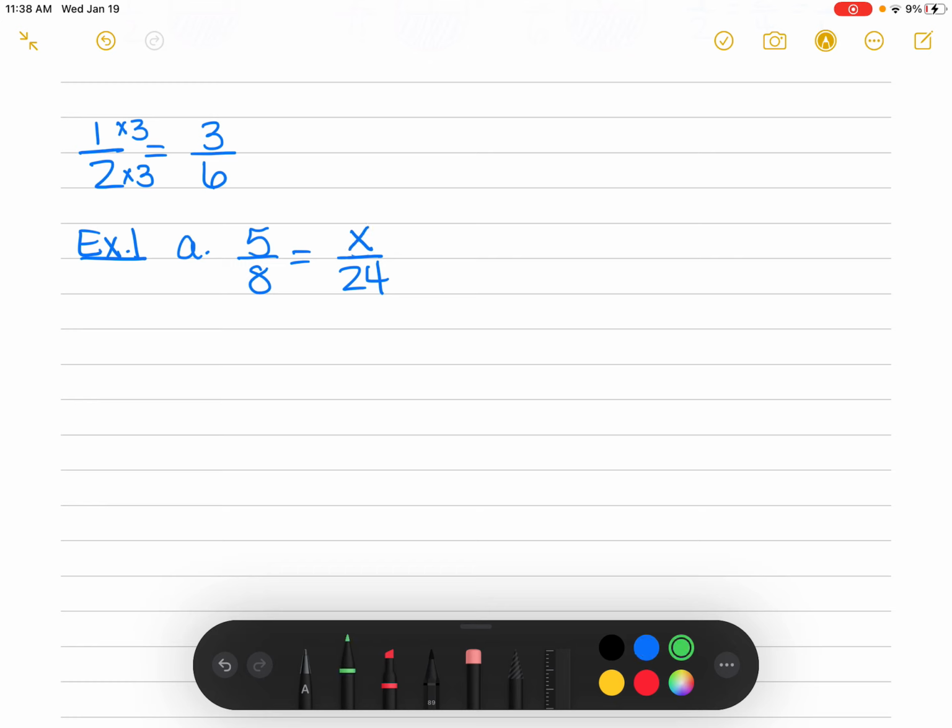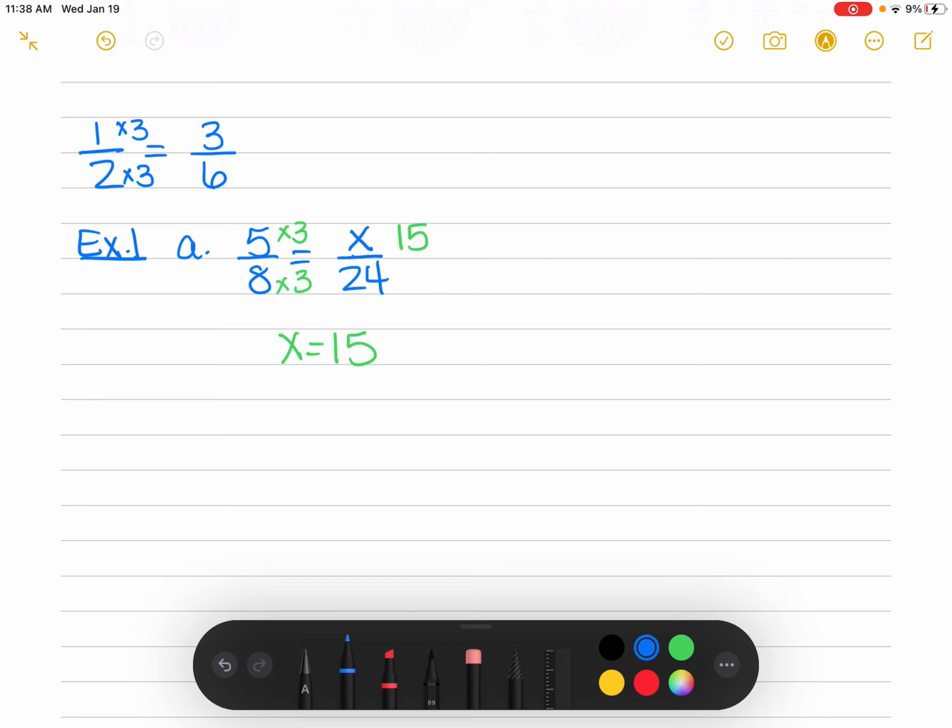Okay, so I'm going to look at the spot that has both numbers across from each other, and I'm going to say 8 times what gives me 24. So you can use your multiplication chart, or if you know your multiplication tables well, you'll know 8 times 3 is 24. So that means I have to multiply by 3 on the top, 5 times 3. And 5 times 3 is 15. So that means x equals 15 in this problem.